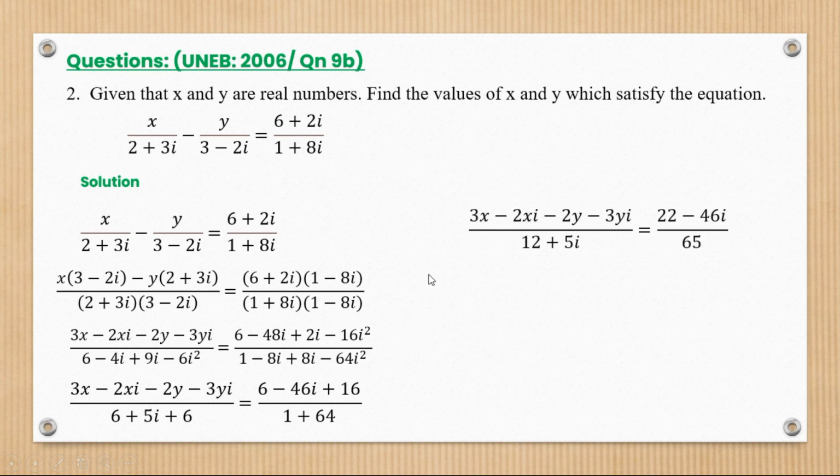Alright, so when you keep on simplifying that, you can see that this 6 plus 6 is going to be equal to 12. And then right here, 64 plus 1 is 65. And then we can see that 6 plus 16 is equal to 22. So we end up having 22 minus 46i. Now this is looking better.